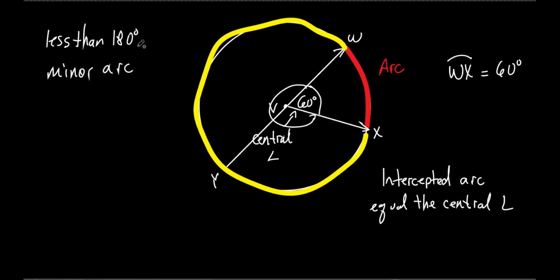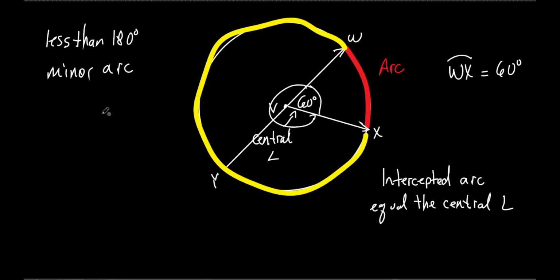Minor is lower, right? Would you agree? The minor leagues, right? If you play baseball, if you're in the minor leagues, you're in the lower division, all right? So it's less than, what, 180 degrees. Everybody got that? So this red one, okay, this arc WX would be a what kind of arc? A minor arc. What about the yellow one? That would be a, what do you think? This would be a major arc, right?